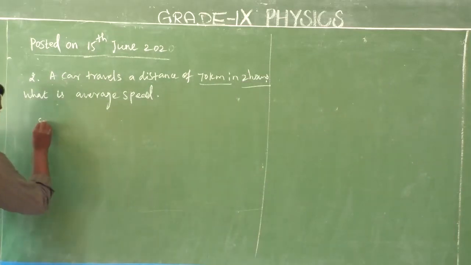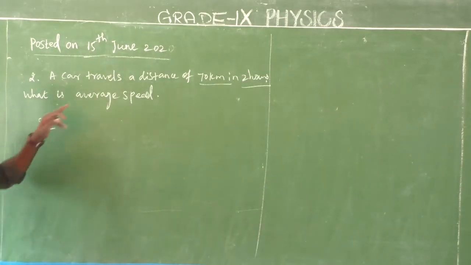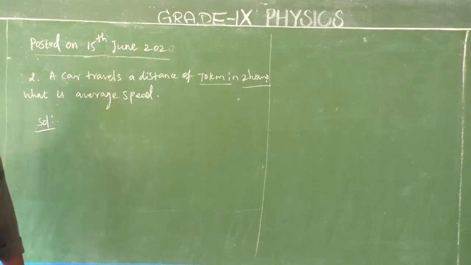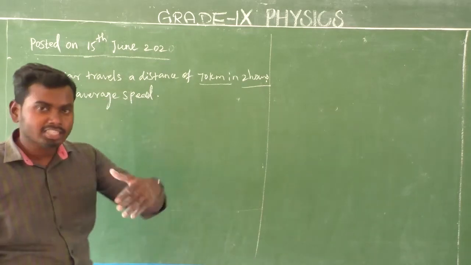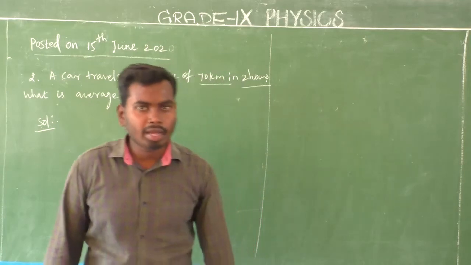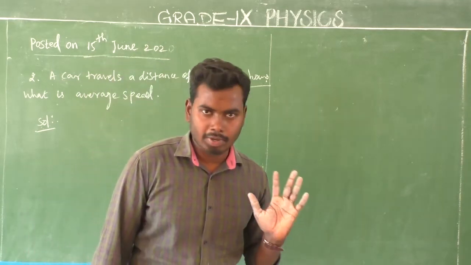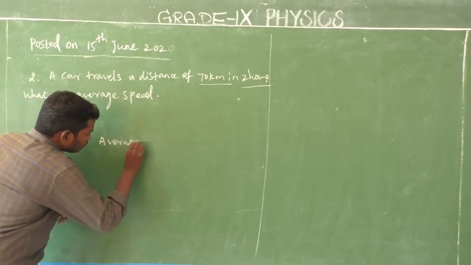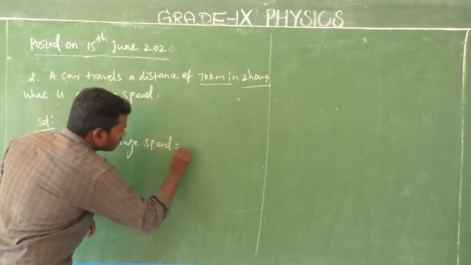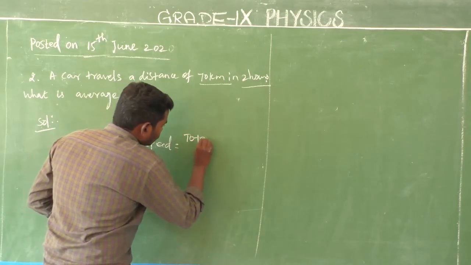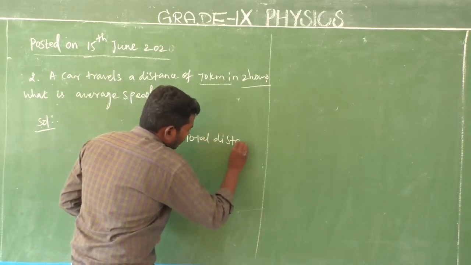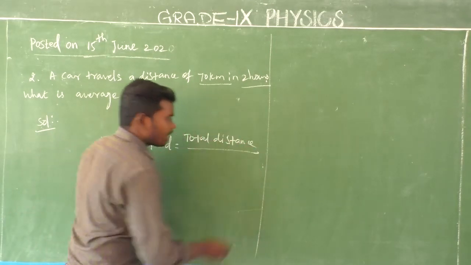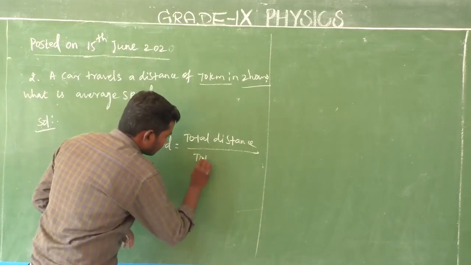Solution. What quantity do we need to calculate? Average speed. What is the average speed formula? The average speed formula is the total distance covered by an object divided by the total time taken. That is the formula for average speed. Is it clear? So average speed is equal to total distance covered by an object divided by total time taken.